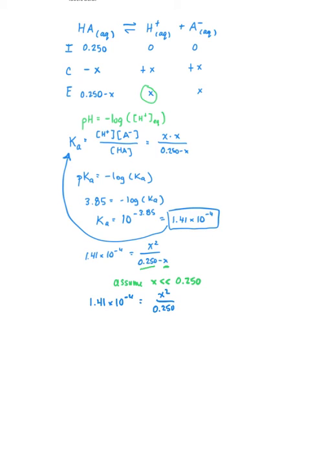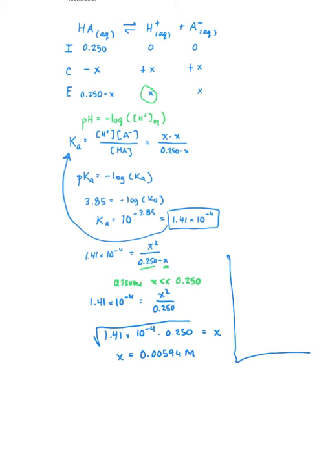To solve this equation then, we just multiply both sides by 0.25, then take the square root of both sides. What this gives us is that X is equal to 0.00594. We need to check our assumption straight away. So over to the right, I'll make a check.